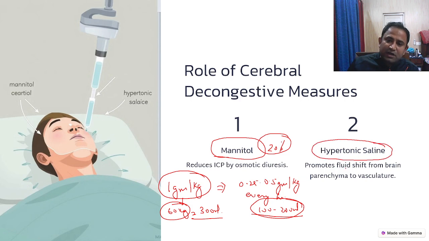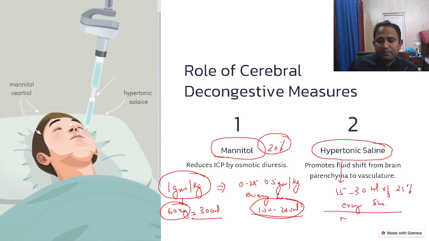Role of hypertonic saline: very appreciable in controlling raised ICP. So what should be the target? You can give around 15 to 30 ml of 21% saline every 8 hours. Maintain a serum sodium greater than 145 and less than 155 mEq per liter.